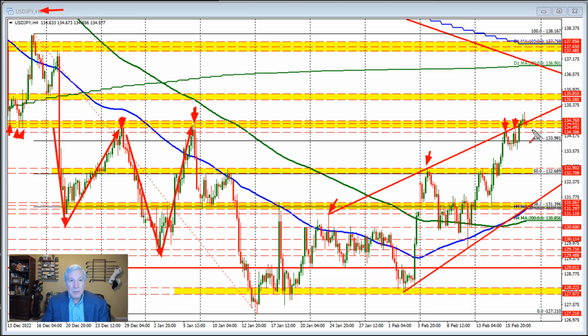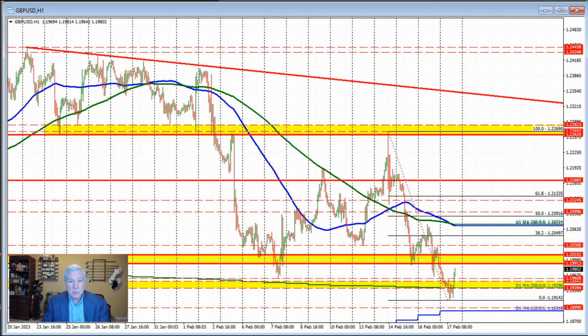Watch the 134.49. If the price can get below that level, that could lead into more corrective pressure into the weekend as some profit taking comes into play on the failed break of this topside trend line and the failed break of this swing area through here. So be aware and be prepared for that. Let's take a look at the sterling versus US dollar.